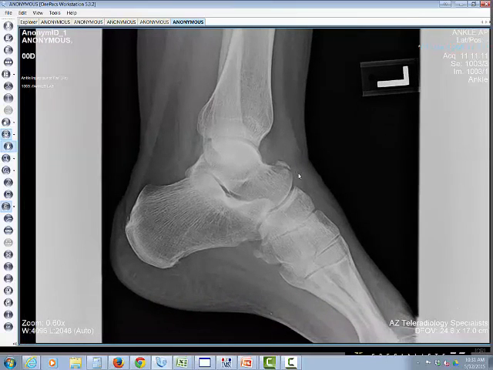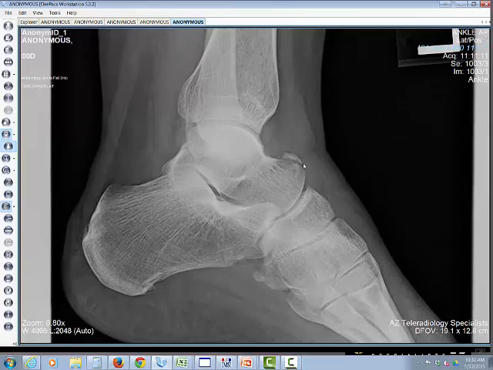Take a look at it here on this projection. This is an avulsion fracture along the neck of the talus. Not a very common injury, but certainly this is one of the larger ones you'll ever see. You can even see a little bit of a donor site here where the bone was avulsed from.